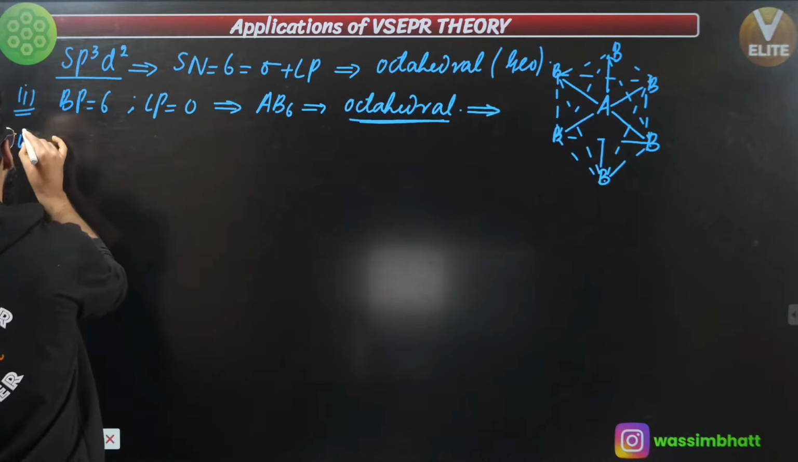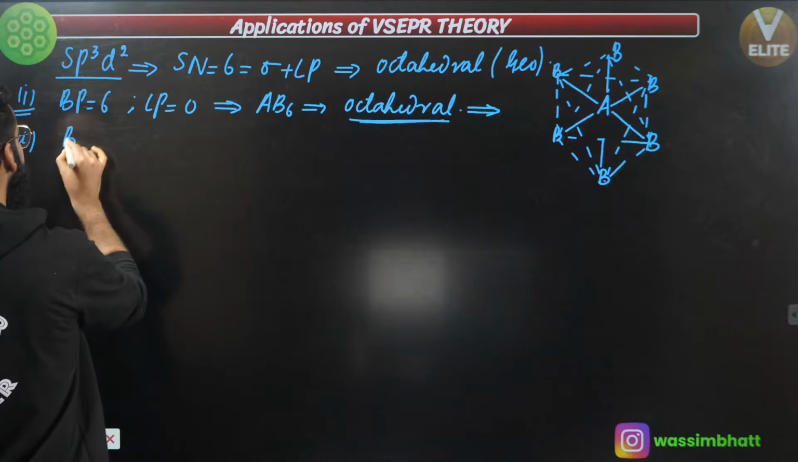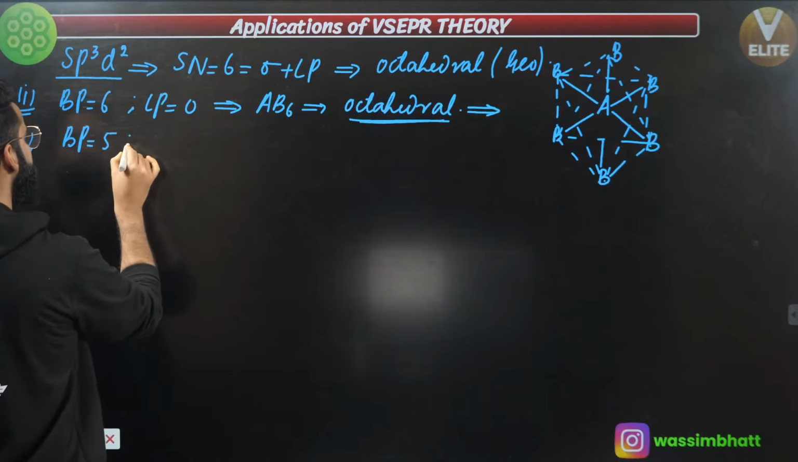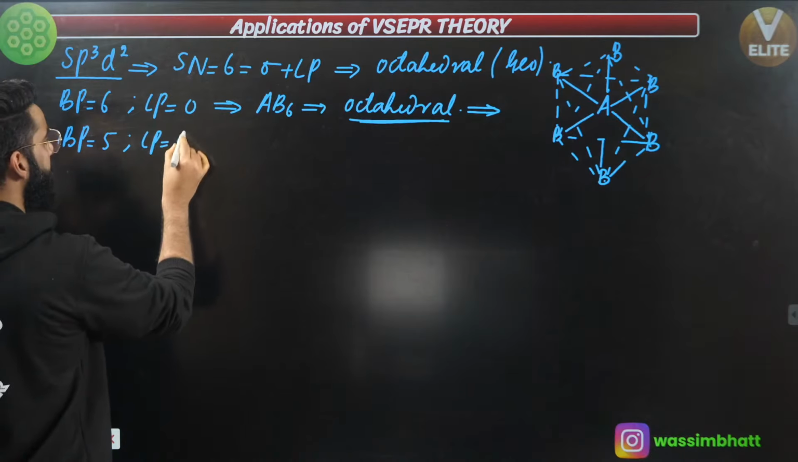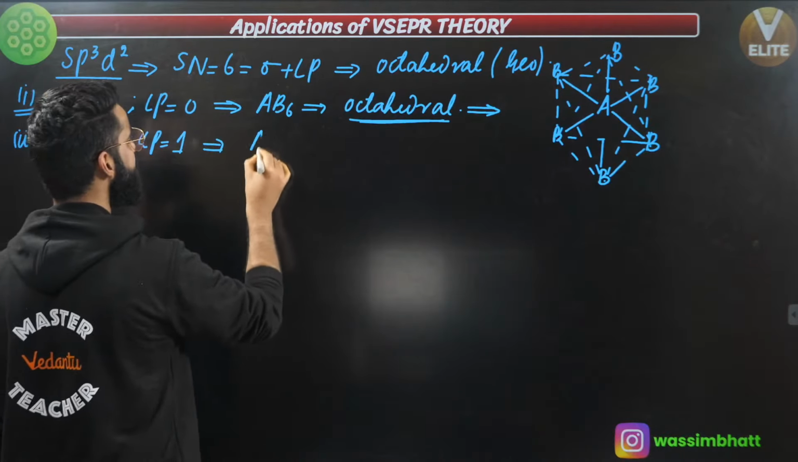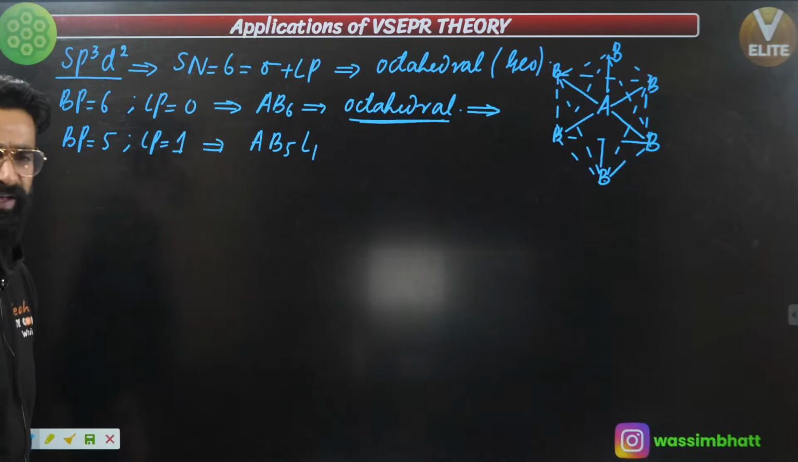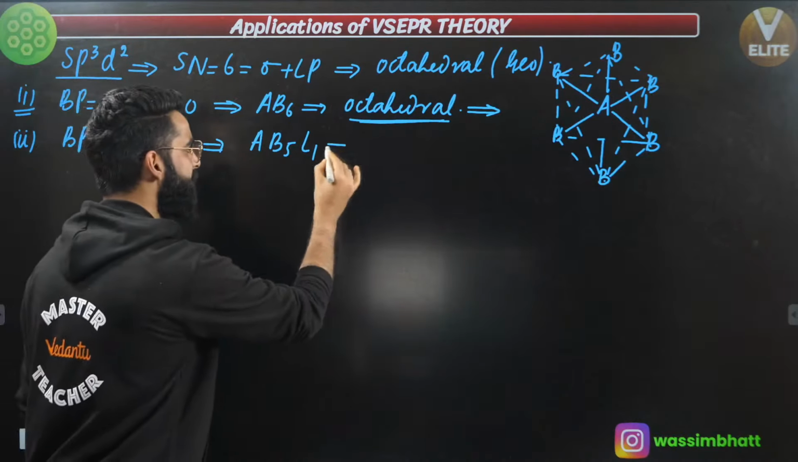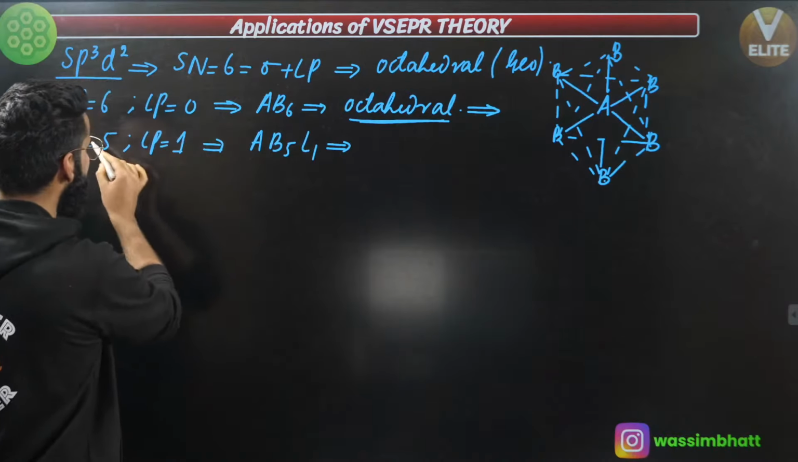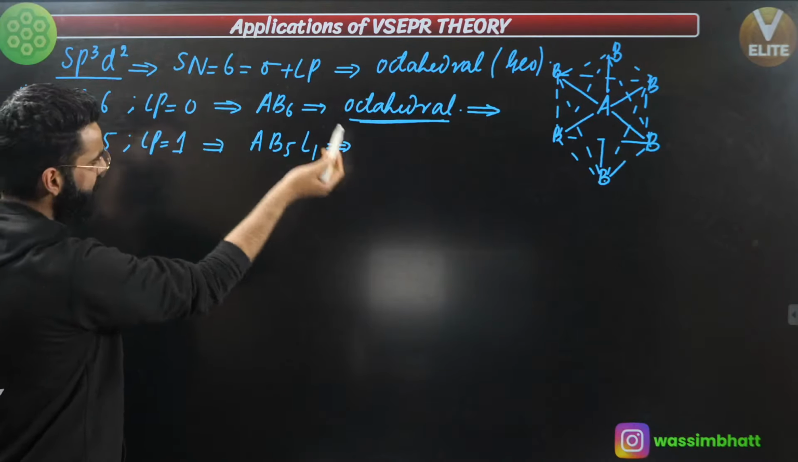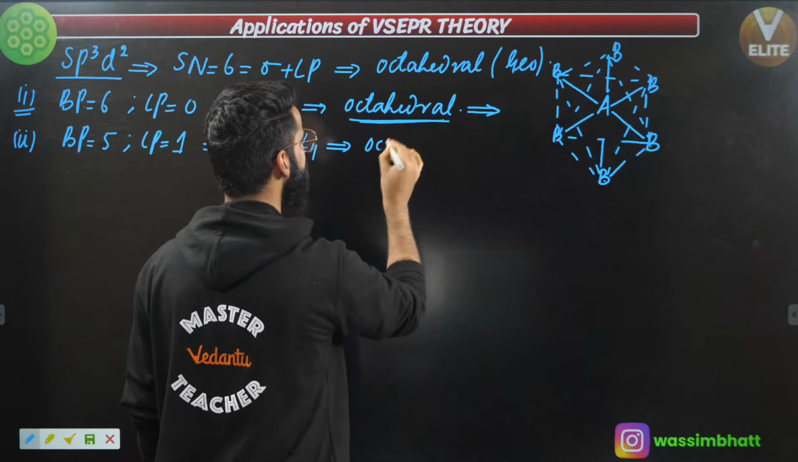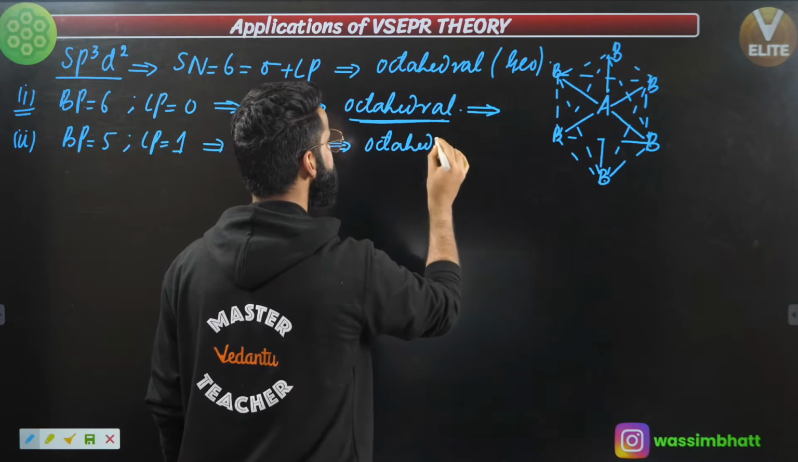Now we will see the second case. If the bond pairs are 5 and lone pair is 1, what is going to be the type of the molecule? It is AB5L1. What is the hybridization? Since the steric number is again 5 plus 1, 6, hybridization is again sp3d2, so geometry is again octahedral.